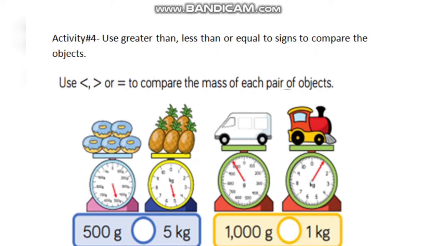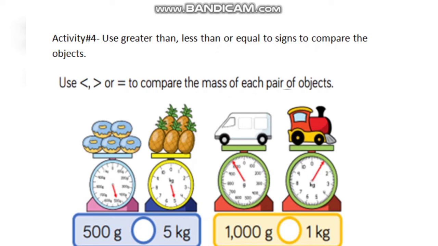Okay, activity 4, you have to use greater than, less than, or equal to signs to compare the objects. So on the left side, you've got donuts and pineapples, and you can see underneath 500 grams for the donuts or 5 kilograms for the pineapples. So let's see, I know that 1,000 grams equals 1 kilogram. So 5 kilograms is equal to 5,000 grams. 500 grams or 5,000 grams. I hope you know to put the greater than sign, the wide open part, towards the pineapples because they are the heavier item.